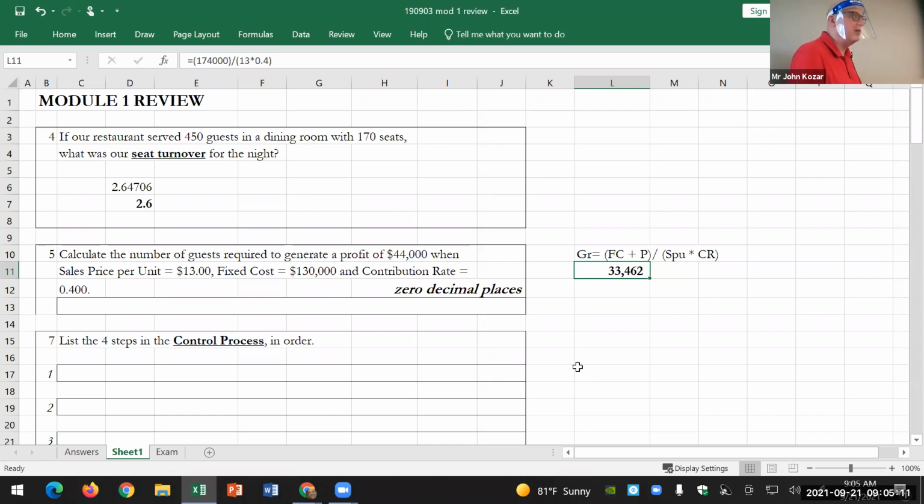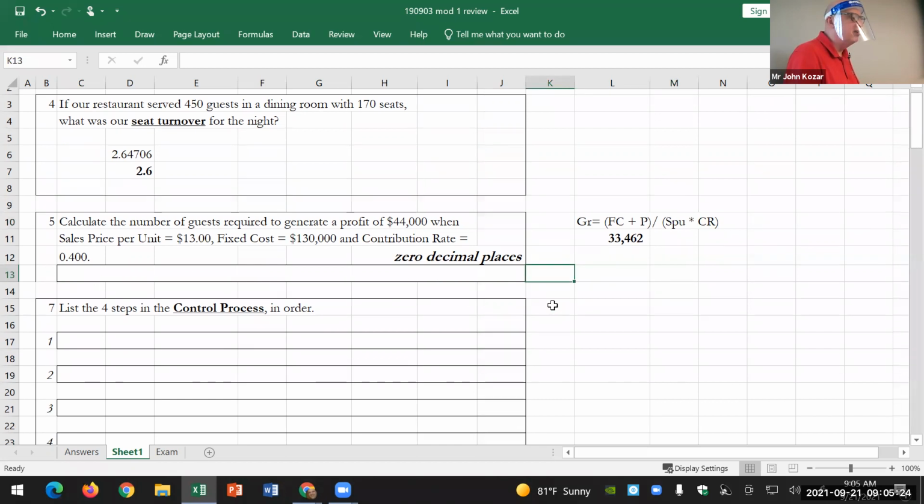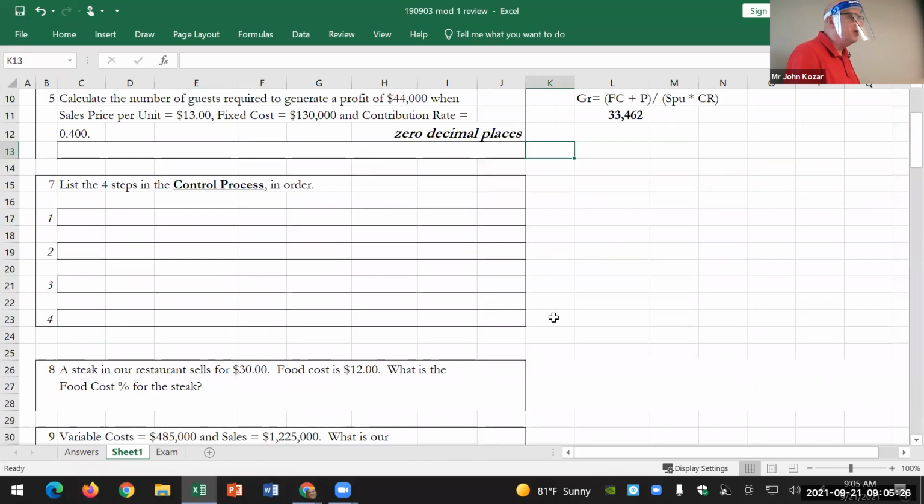Any questions on that one? This, again, this SPU is sales price per unit times the contribution rate. Now, list the 4 steps in the control process in order. Everybody remember the first?